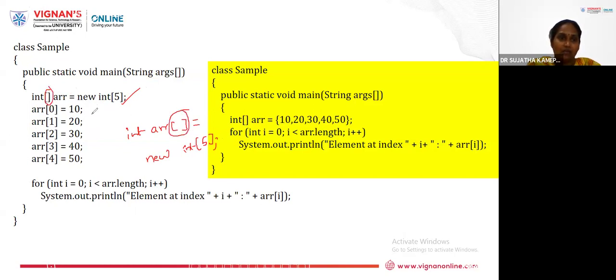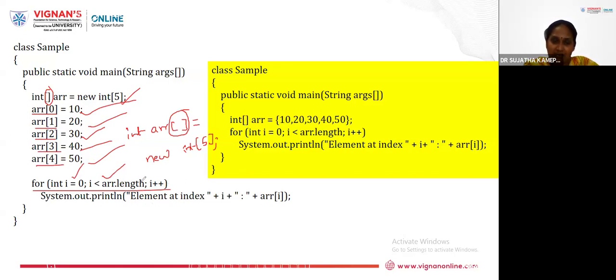Right. Now, here I initialize the values. arr of 0 is equal to 10. arr of 1 is equal to 20. arr of 2 is equal to 30. arr of 3 is equal to 40. And arr of 4 is equal to 50. Now, I want to print all these elements. For printing all these elements, I am going to take a for loop. For i is equal to 0, i less than arr dot length, i plus plus.